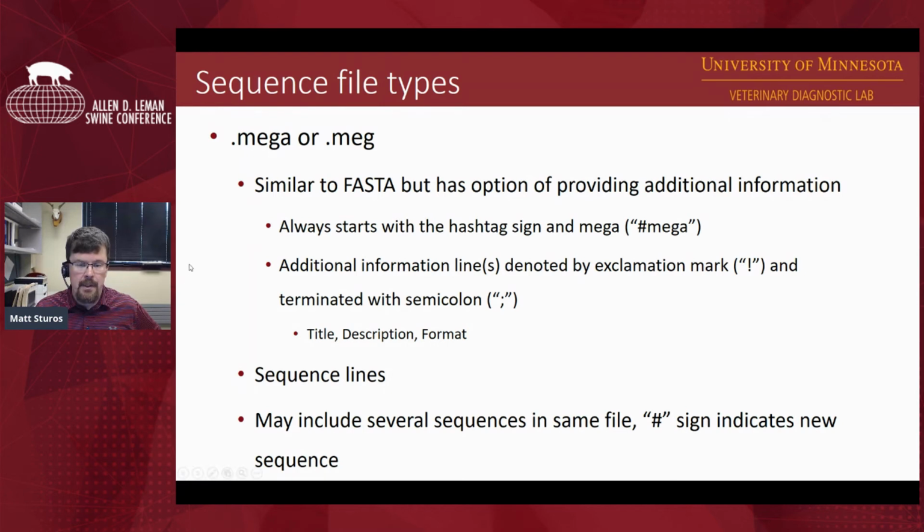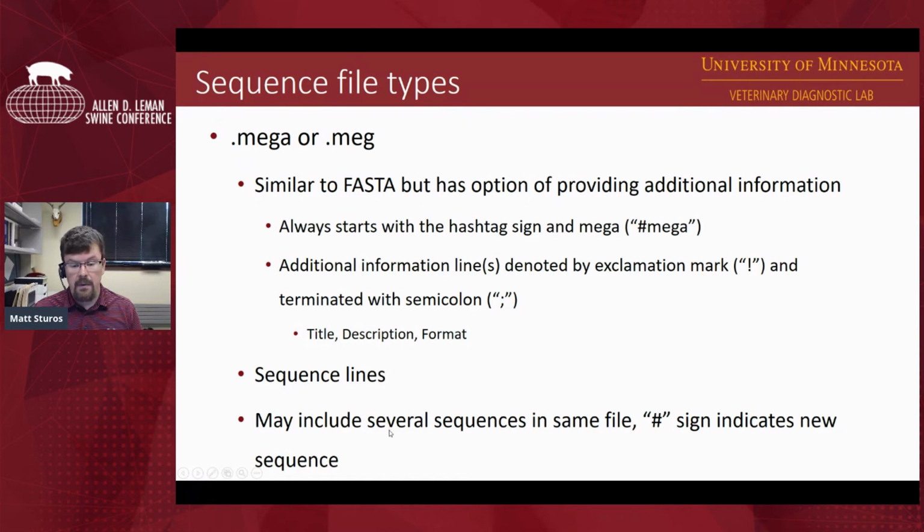The additional lines that are giving you additional information will start with an exclamation mark, and you have to terminate those with a semicolon. You can put in their title, you can put in description, and sometimes it'll have format, so it'll tell the program that it's a DNA sequence. Then there will be sequence lines that will be started with a hashtag, whatever your identifier is. So, hashtag PERS-new, and then the new line that follows thereafter would be your sequence line.